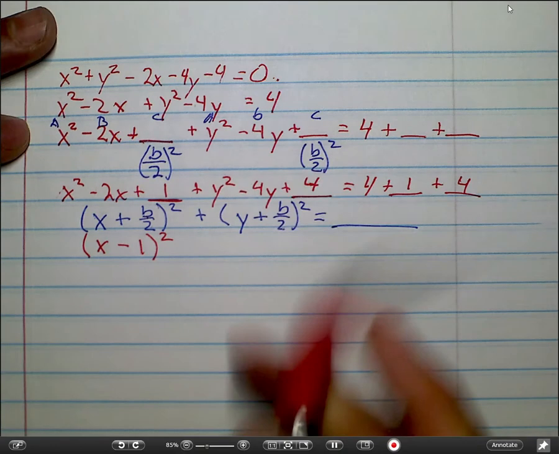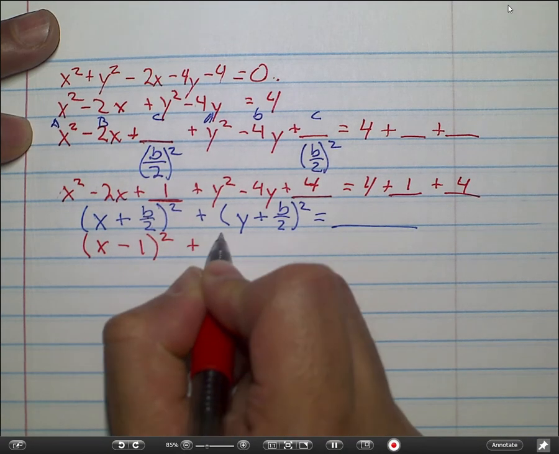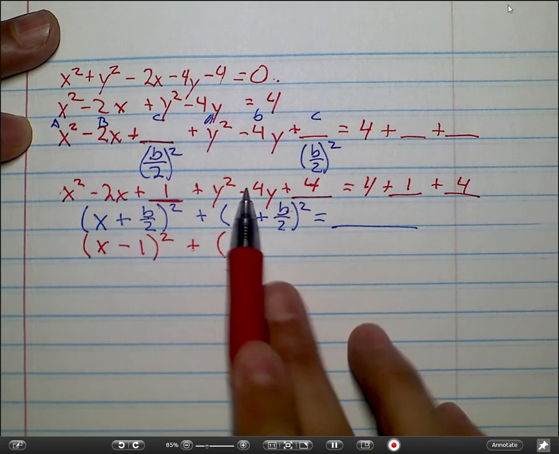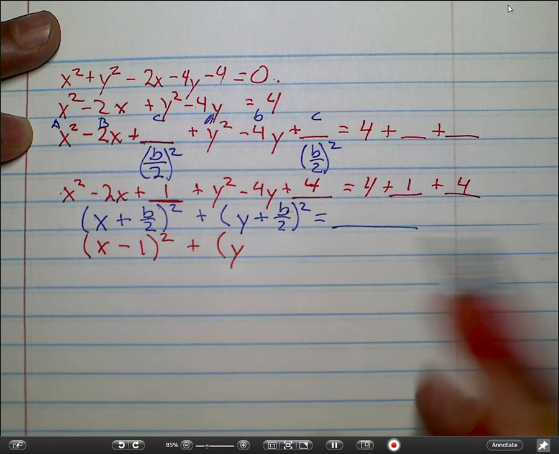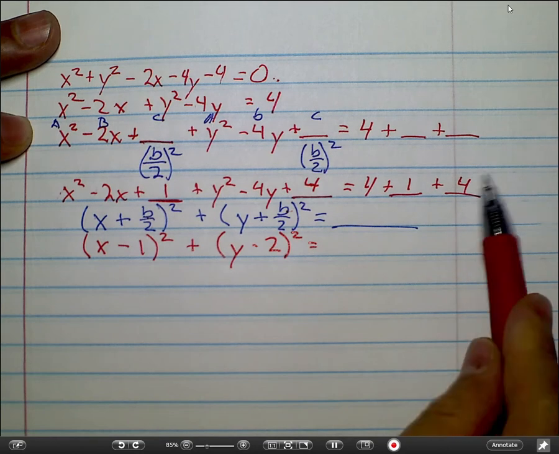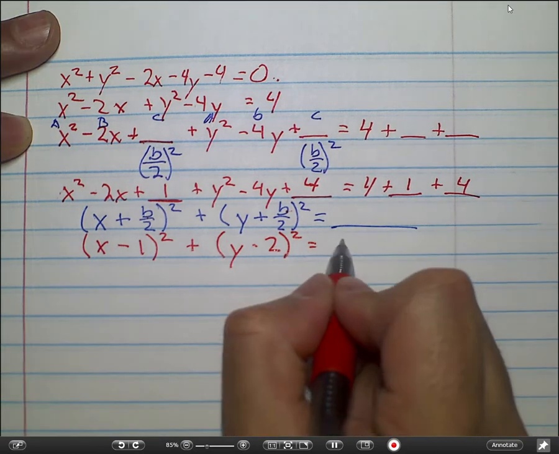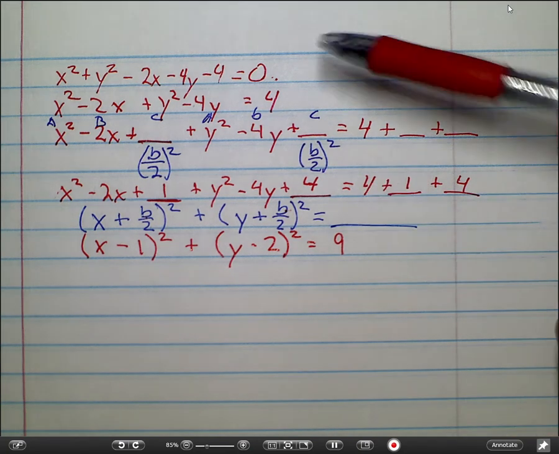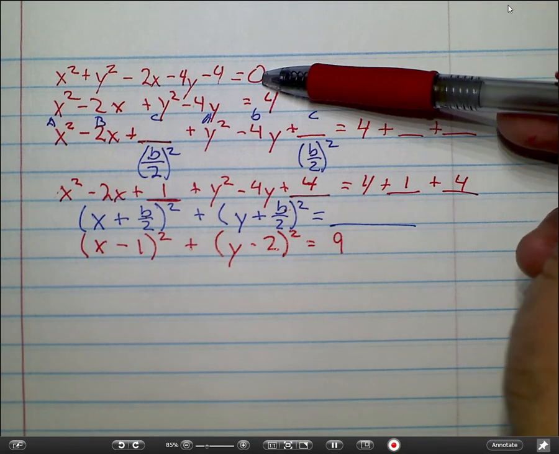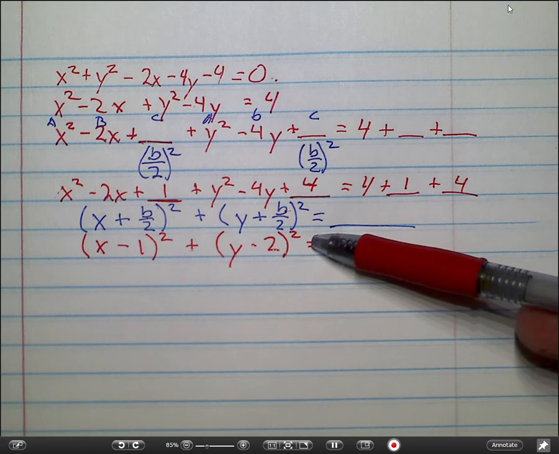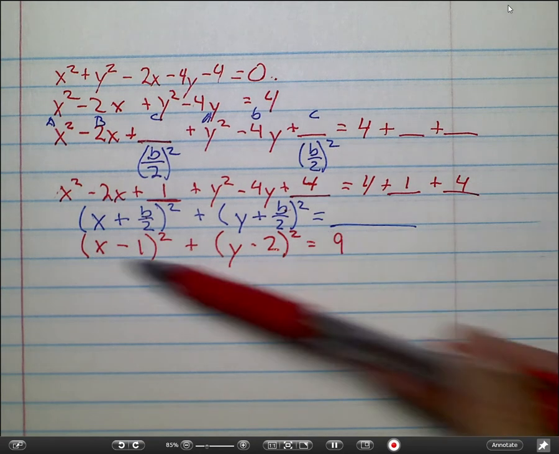Okay, all right, so now I'm going to have plus, parentheses, y. What was my b value for my y's? Negative 4, divided by 2, negative 2. So I'm going to put negative 2, close square, equals. Now, what is the sum of all this? 9. So all the steps were to turn this into this, so I could actually graph this.